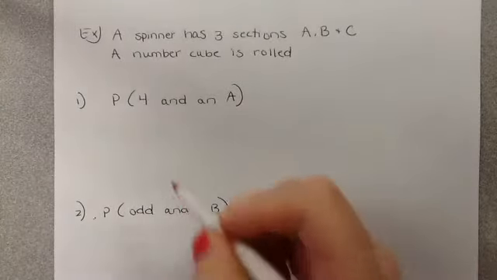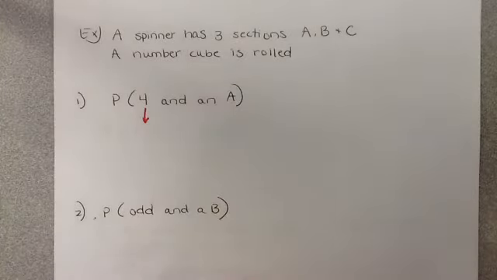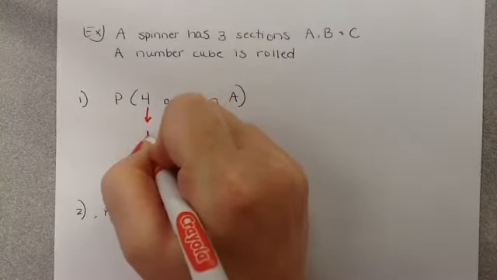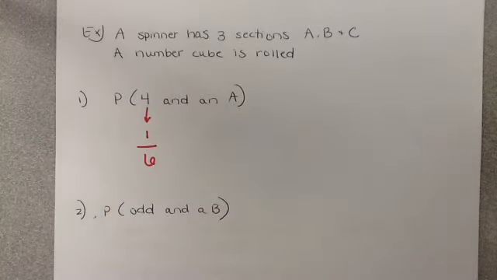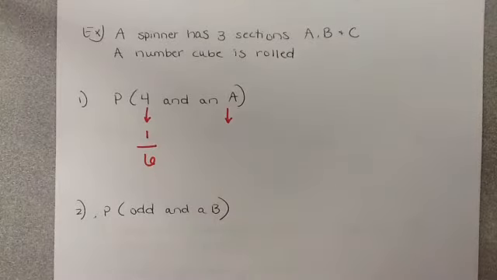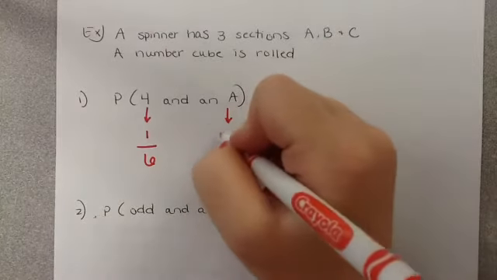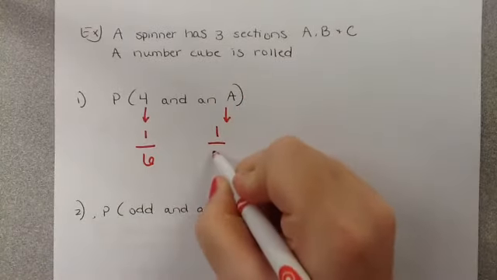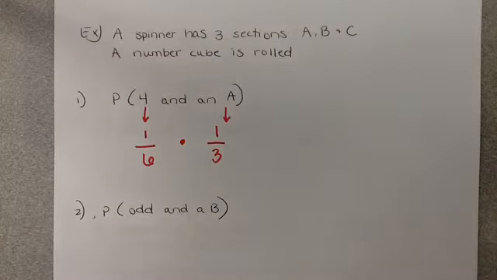So two probabilities. So I'm going to first find the probability of landing on a 4. So think of our dice. How many 4s? 1 four out of 6. Now let's switch gears and think of our spinner. We want an A. How many A's? 1 A out of how many spots? 3. And we are now going to multiply these two probabilities together to give us the probability of them both happening at the same time.